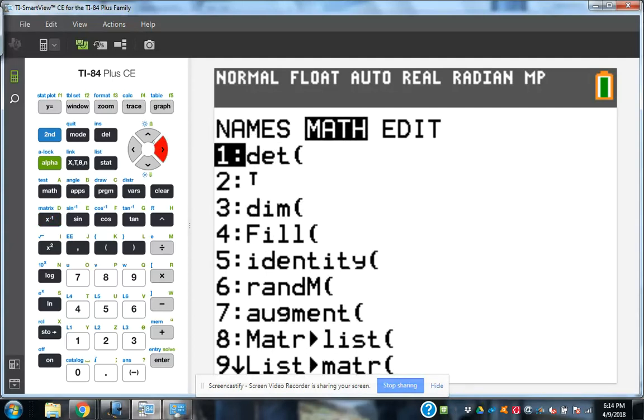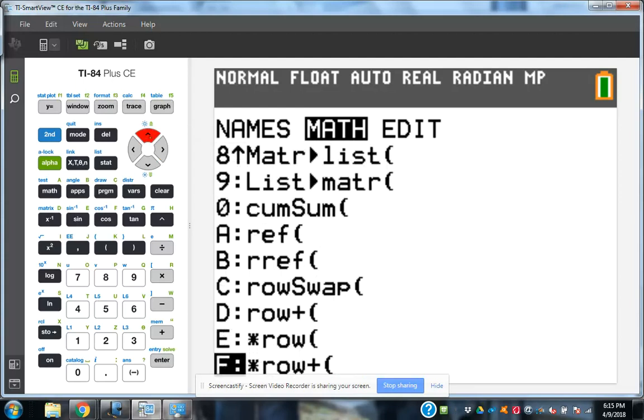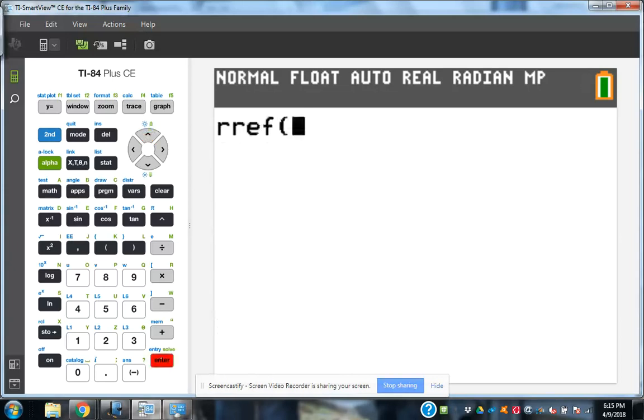And then I'm looking for a command that's called RREF. I think your best bet is to press the up arrow to get down to the bottom of the list, because it's toward the bottom. RREF. Mine is on choice B. I don't know if yours is the same call letter, but choice B, RREF. That's the one we want. Okay, so I'm gonna hit enter.